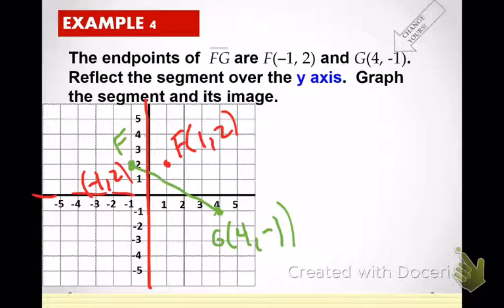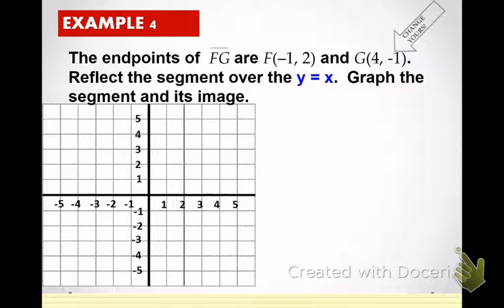Somebody do this point. What are its coordinates going to be? Bobby. Negative 4, 1. Yes, it's 4 over here, so I go 4 over in this direction. So G prime is negative 4, negative 1. I've reflected across the y-axis. Any questions there? No questions. Okay, very good.